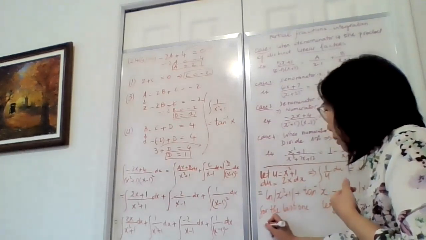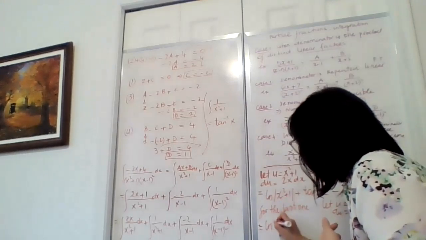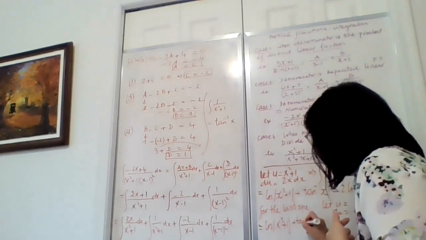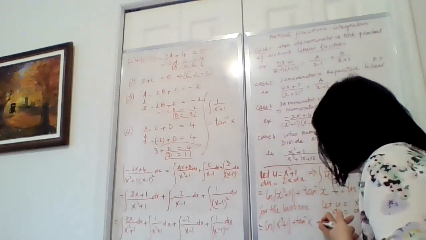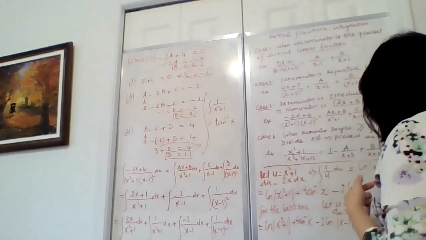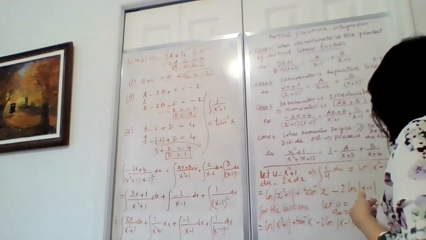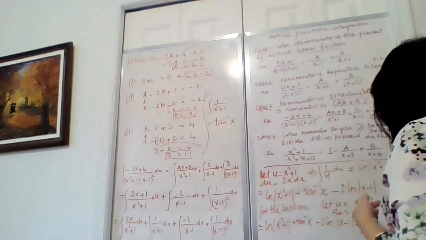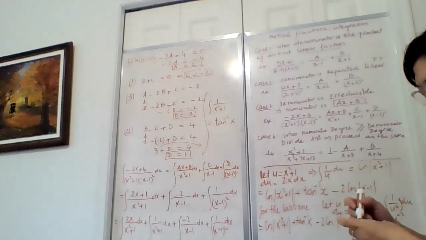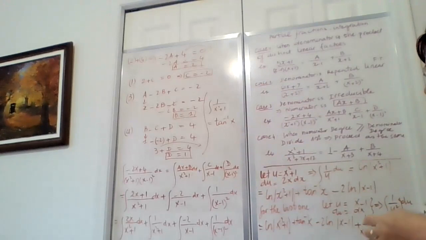Okay, so now we can write out the answer for all of them. So let's join all of them here. It will be ln of x squared plus 1, adding with tan inverse of x, minus 2 ln of x minus 1, and I'm going to connect this to here. So it will be plus 1 over x minus 1, plus c. So this is our final answer for the integration of the whole thing.